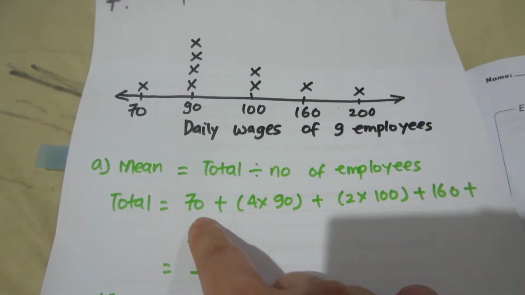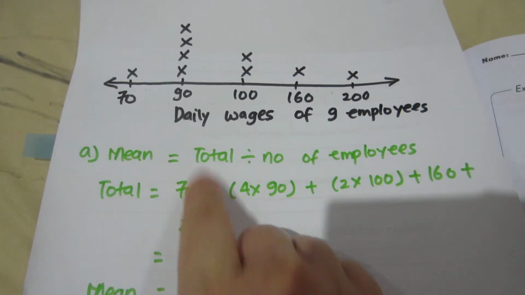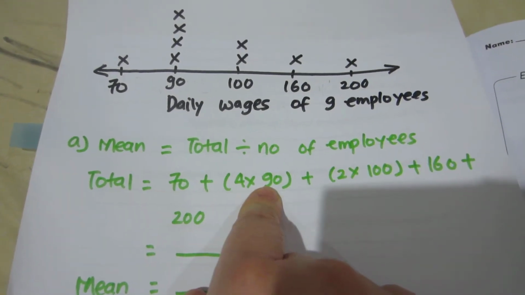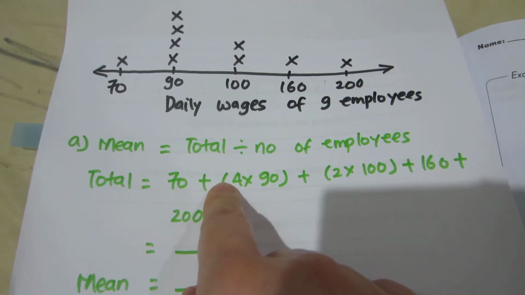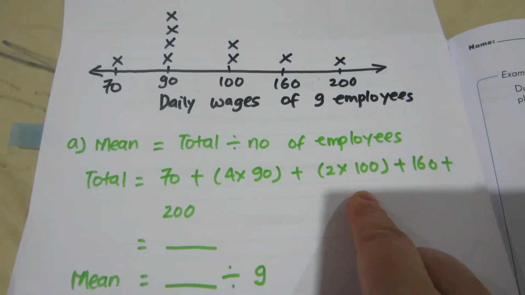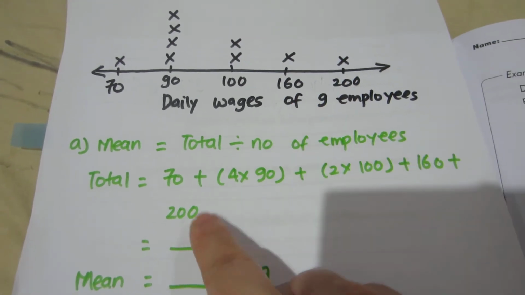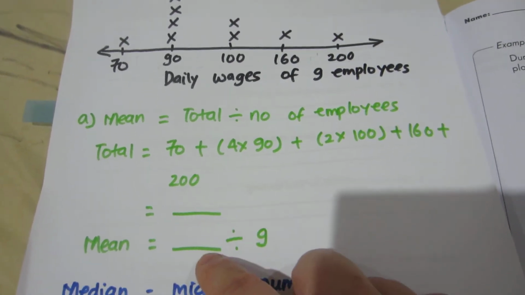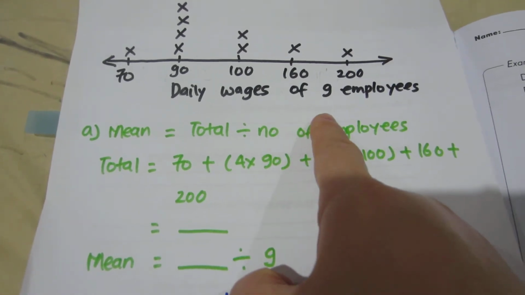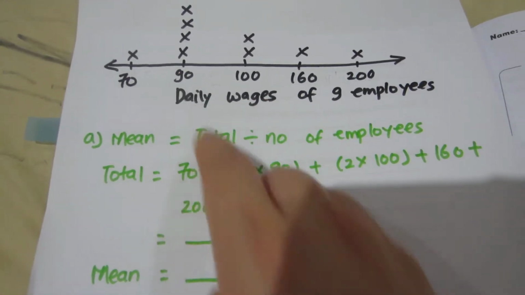Now the total, you total it by this. 70 plus 90, we have 490. So we just 4 multiply 90 plus 2 of the hundreds, right? Plus 160 plus 200. When you get the total, now to find the mean, the total divided by 9. Why? Because there are 9 employees and we have 9 x's here.